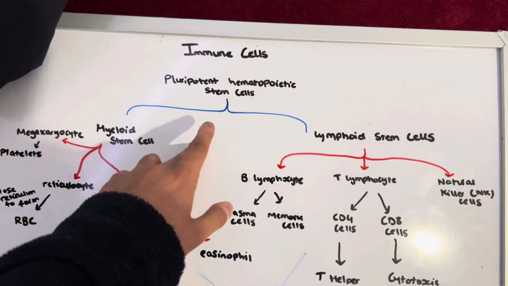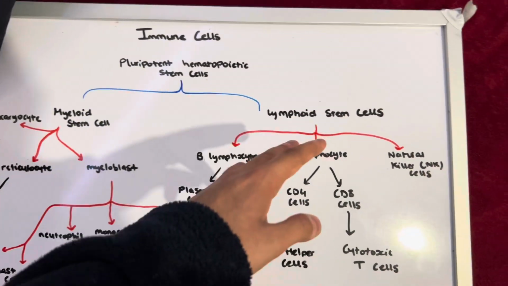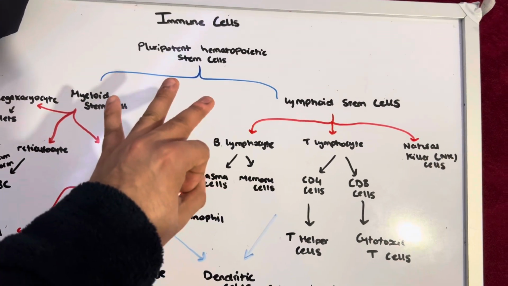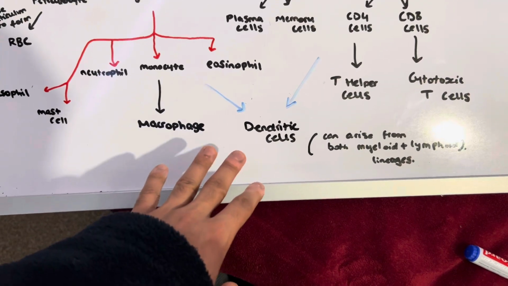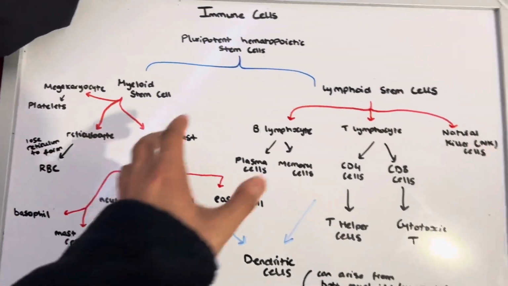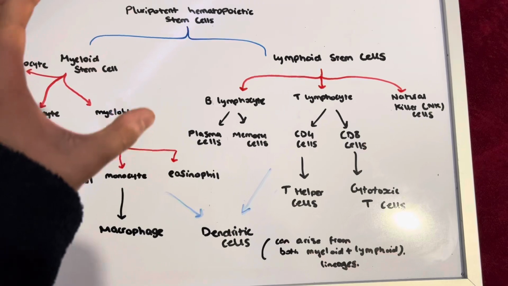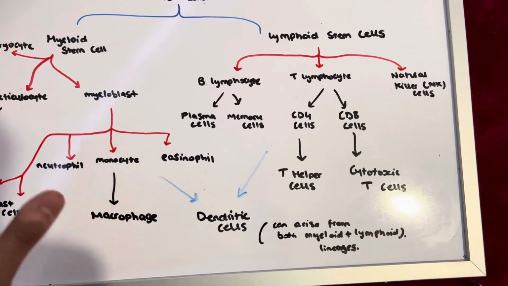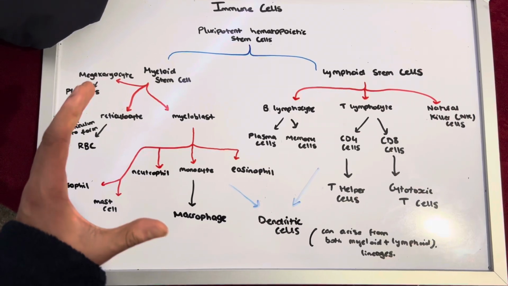Now, if you go back to the middle, like I said, there's two main subcategories, which is our myeloid stem cells, lymphoid stem cells. However, a third main category is our dendritic cells. Now, dendritic cells, I didn't know where to write them because these can arise from both our myeloid and our lymphoid lineages, so these pathways. So dendritic cells don't really have a category, I guess. They can arise from different ways. That's a really quick overview in like 2 minutes.